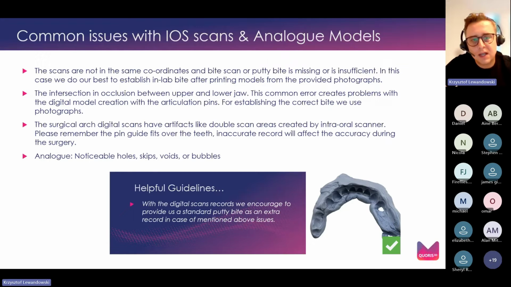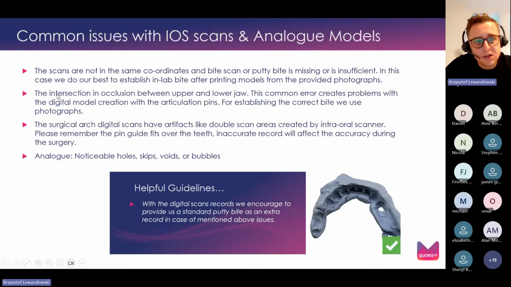So we try to then print 2 separate models, and then we will perform, as we call in the laboratory, hand articulation. We use the photograph to establish the occlusion. Very often we are able to do it, but there are some more challenging occlusions where unfortunately we need to go back to you and reconfirm the bite or ask for additional records like a putty bite.